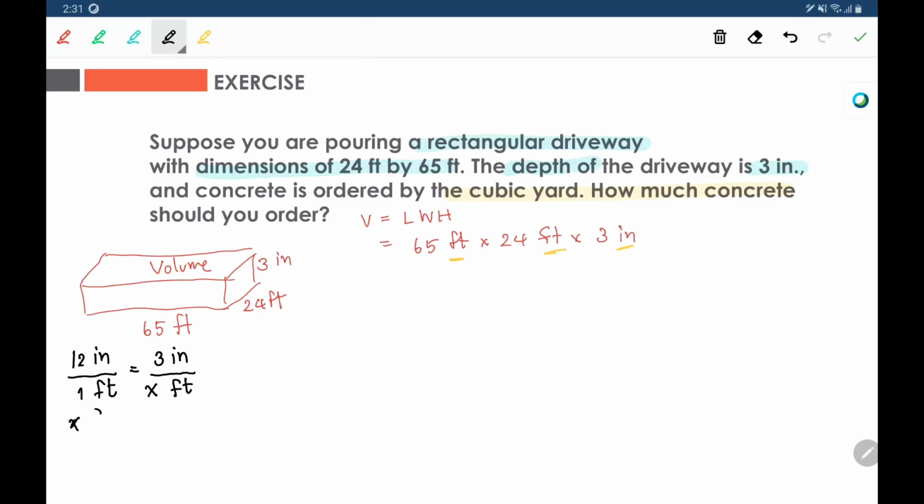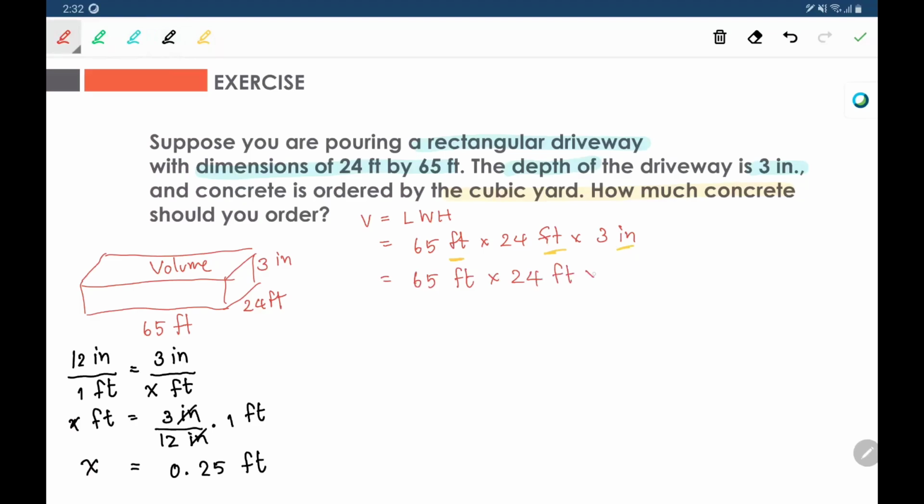So the x feet is 3 inches divided by 12 inches times 1. Okay. The x is equal to, now you can cancel the same term, you get 0.25 feet. Okay, you replace 3 inches by 0.25 feet. Now, you have the same unit. You can do the multiplication. Okay, the volume of this driveway is 395 cubic feet.